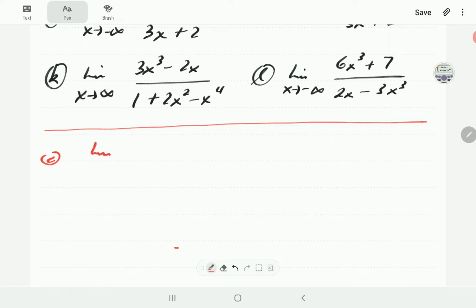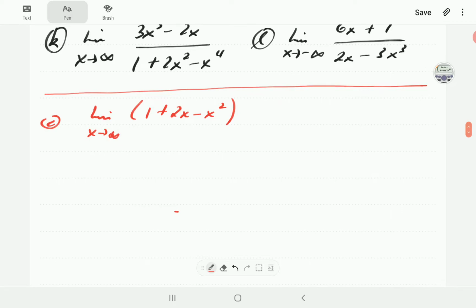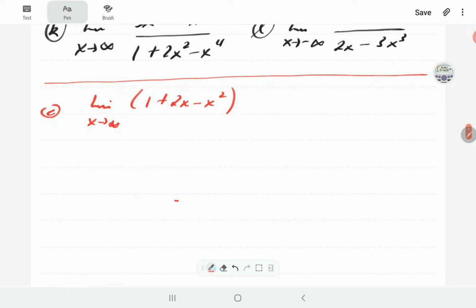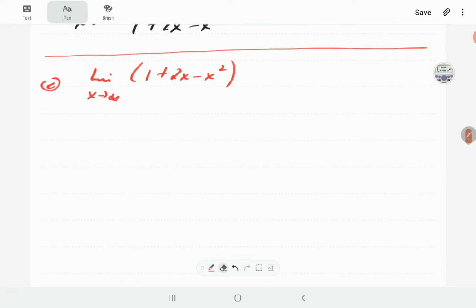So we have in C the limit as x goes to infinity of 1 plus 2x minus x squared. What I'm going to do here is just tabulate the behavior or feature of these terms as x goes to infinity, and then make some conclusions from there.